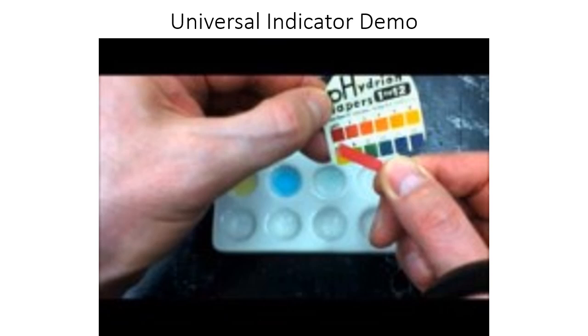So next we're looking at a demo for the universal indicator pH paper. We're going to see someone testing different pHs and looking at the different colors that the pH paper shows.